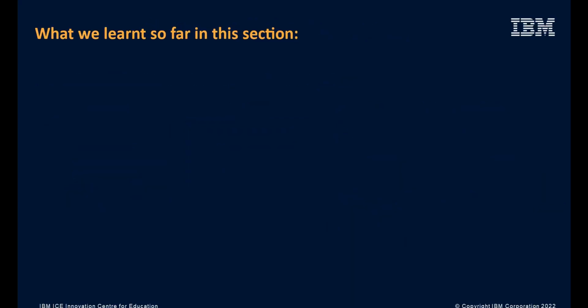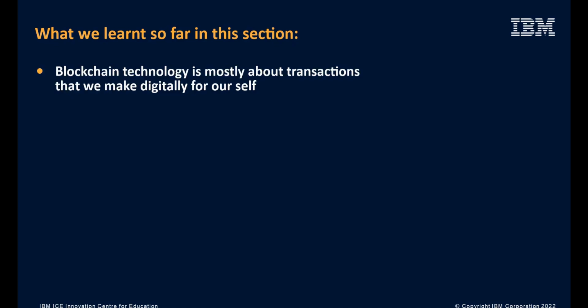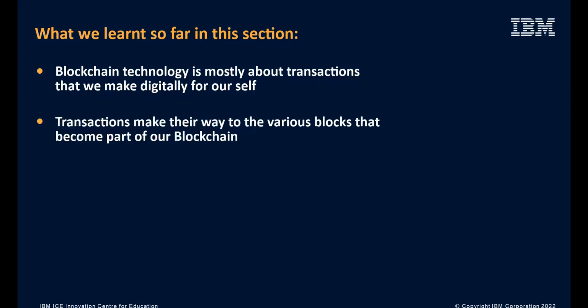So, to summarize this module, blockchain technology is mostly about transactions that we make digitally for ourselves. Eventually, these transactions make their way to the various blocks that become part of the blockchain. So, it is important to understand the life cycle of blockchain technology.